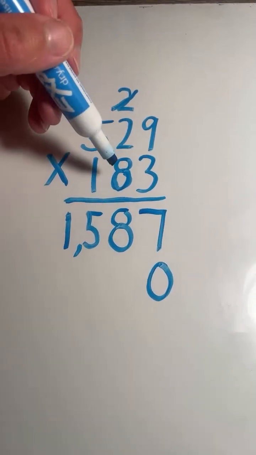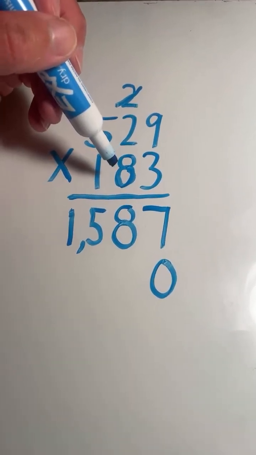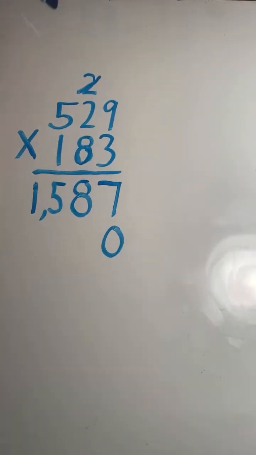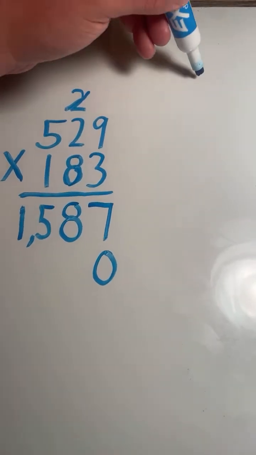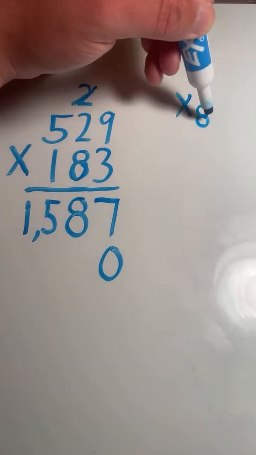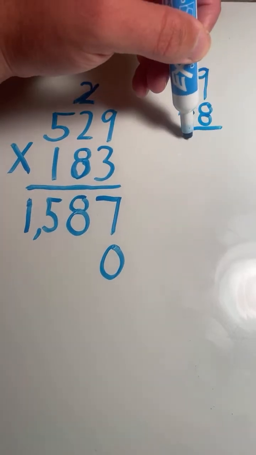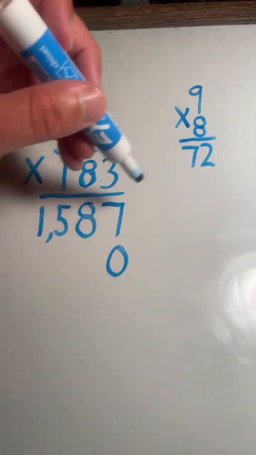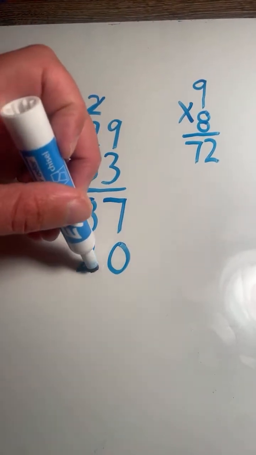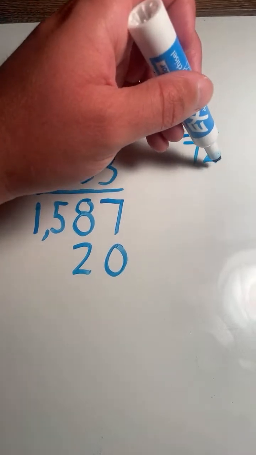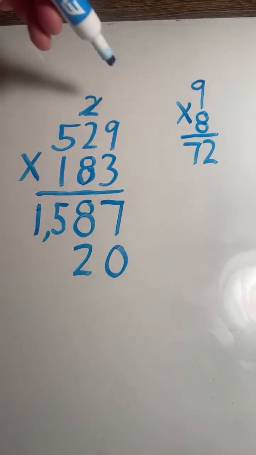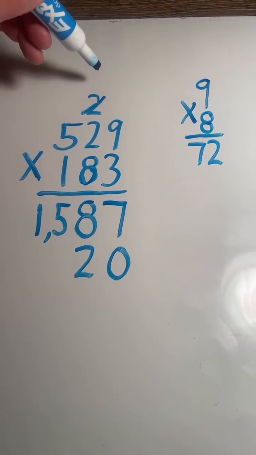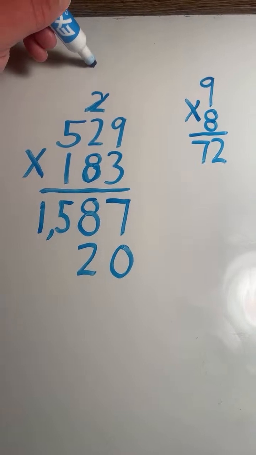So next we're going to multiply 9 times 8. 9 times 8 equals 72. Now, I'm going to write the single digit problem on the side here, so it's a little less confusing. So 9 times 8 is 72. So the 2 in 72 goes in the tens place. The 7 in 72 gets carried over to the hundreds place.